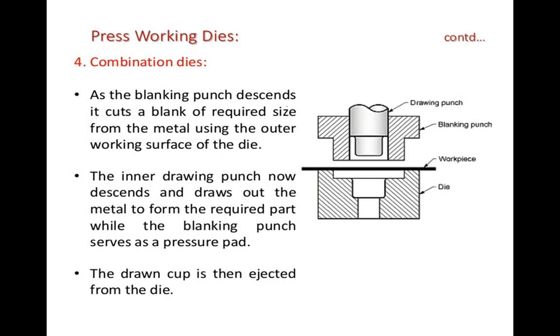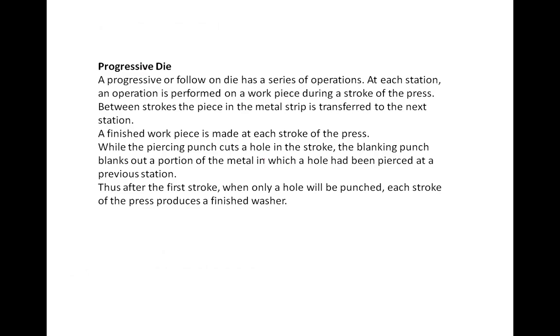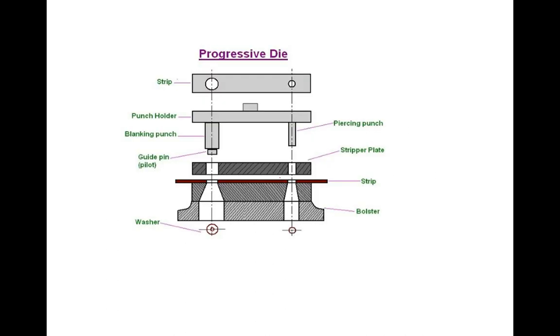As the blanking punch descends, it cuts a blank of required size from the metal using the outer working surface of the die. The inner drawing punch now descends and draws out the metal to form the required part, while the blanking punch serves as a pressure pad. The drawn cup is then ejected from the die. So this is the cup which is ejected by the drawing die.